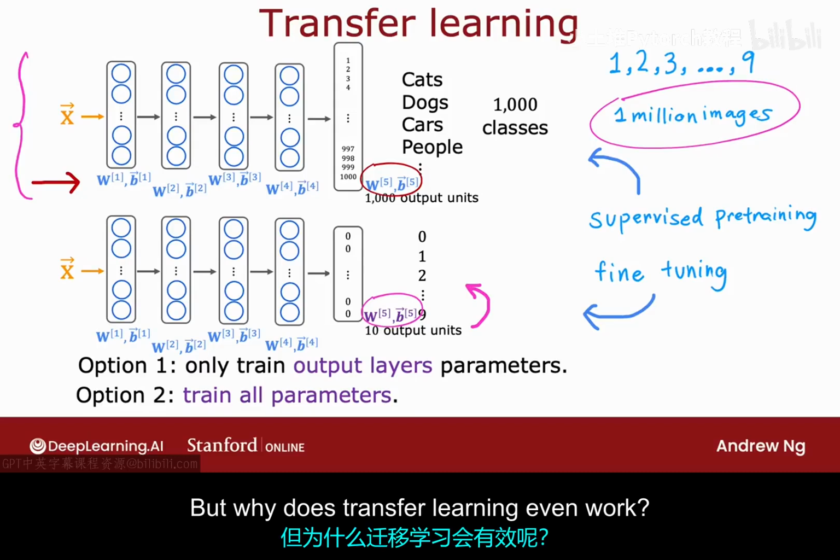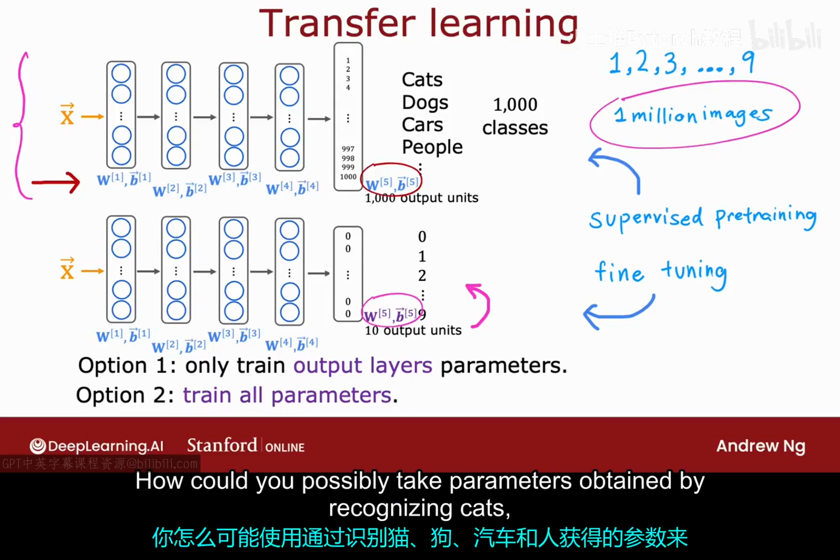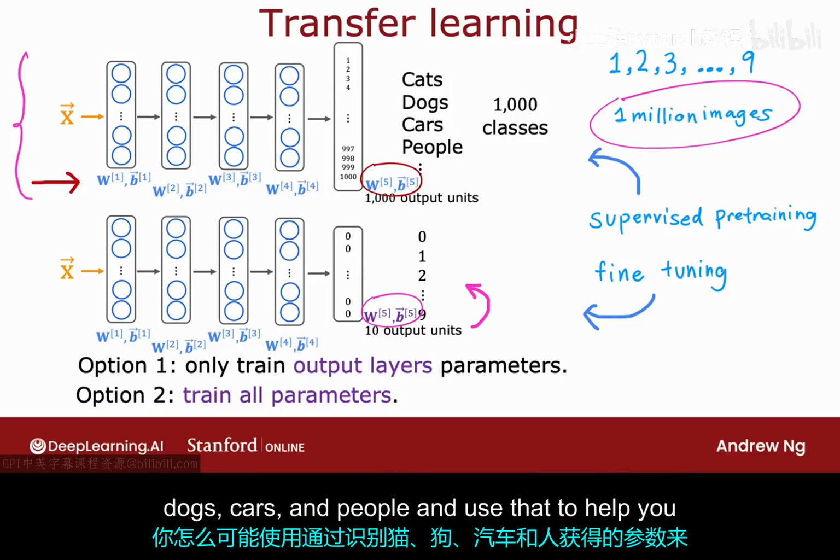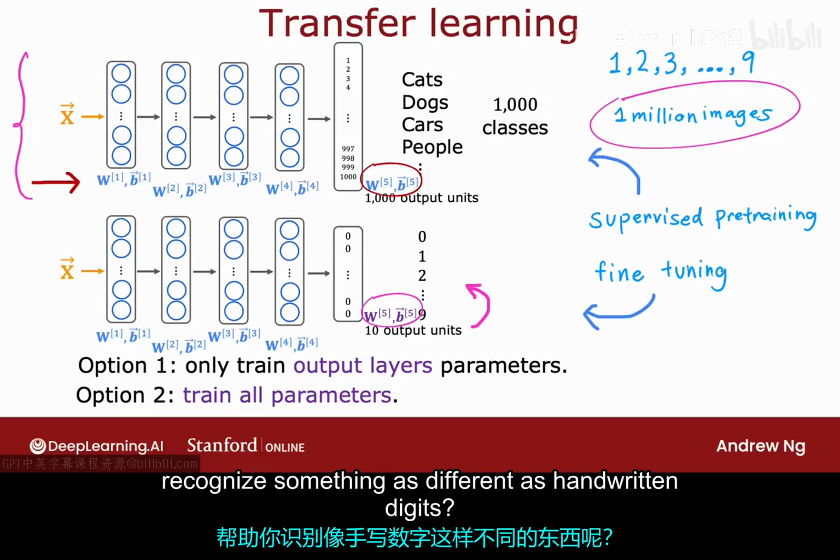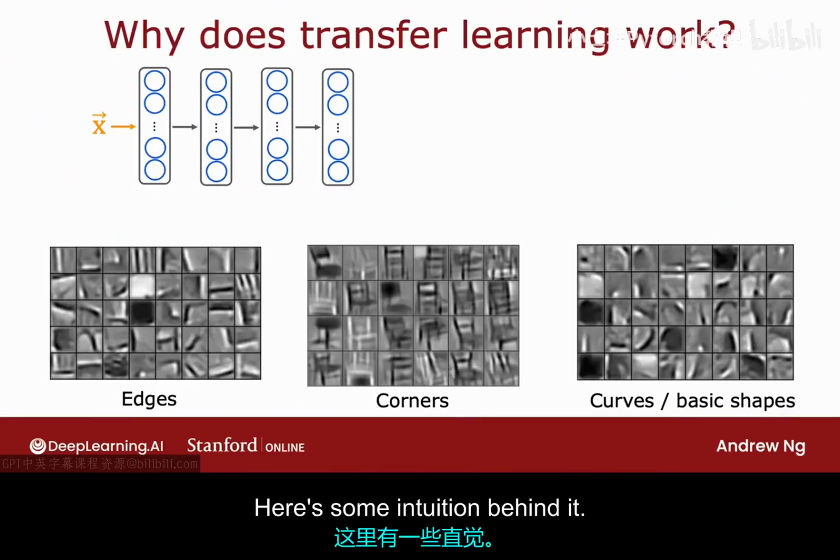But why does transfer learning even work? How could you possibly take parameters obtained by recognizing cats, dogs, cars, and people and use that to help you recognize something as different as handwritten digits? Here's some intuition behind it.